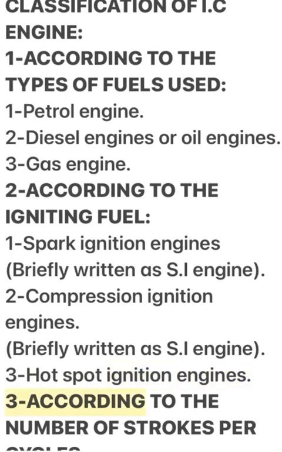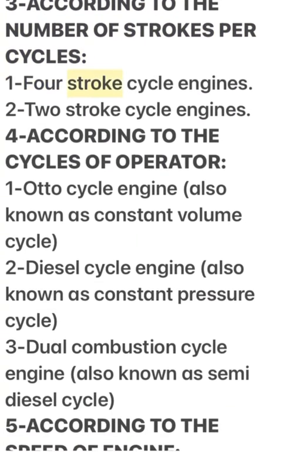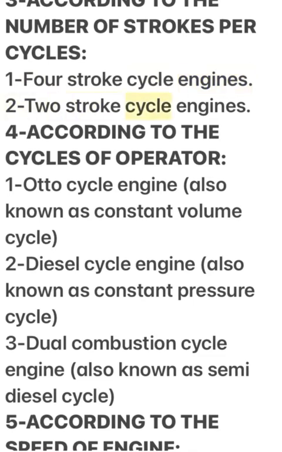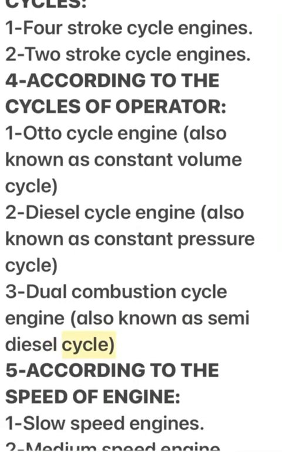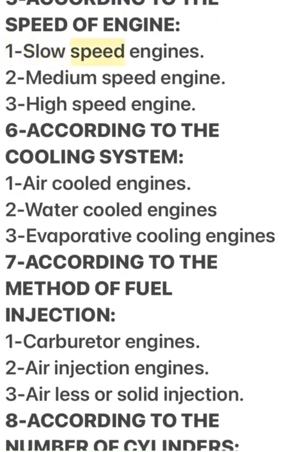3. According to the number of strokes per cycle: 1. 4-stroke cycle engines, 2. 2-stroke cycle engines. 4. According to the cycle of operation: 1. Otto cycle engine, also known as constant volume cycle, 2. Diesel cycle engine, also known as constant pressure cycle, 3. Dual combustion cycle engine, also known as semi-diesel cycle. 5. According to the speed of engine: 1. Slow speed engines, 2. Medium speed engine, 3. High speed engine.